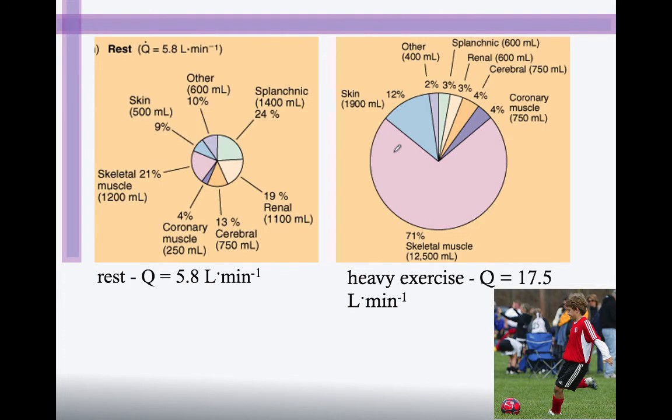And here again, we can see distribution. Again, this is rest, and now this is heavy exercise. It's not maximal, but it's getting up near 20 liters per minute, and so the person is working pretty hard. And now there's been a tenfold increase in the amount of blood going to the skeletal muscles. At rest, it was 1.2 liters. Now it's 12.5 liters. And so that is accounted for by all of the vasodilation that's occurring in those arterioles feeding the skeletal muscles. Skin blood flow is still higher than it was before. Again, trying to help with cooling of the body.